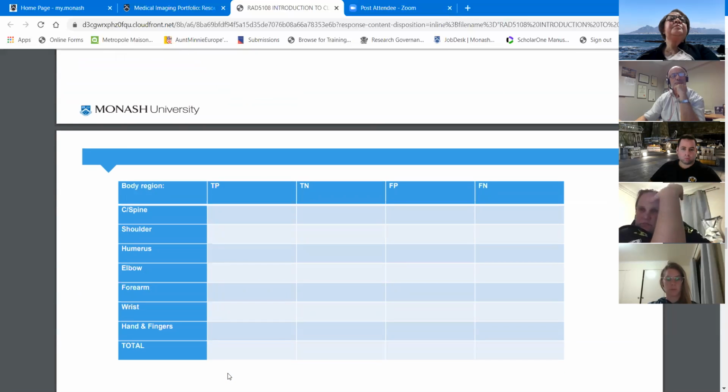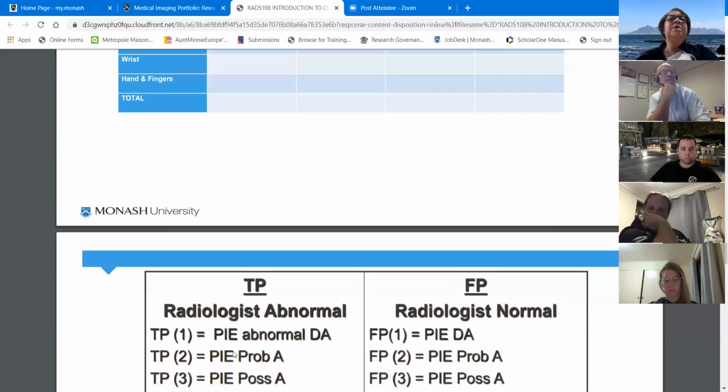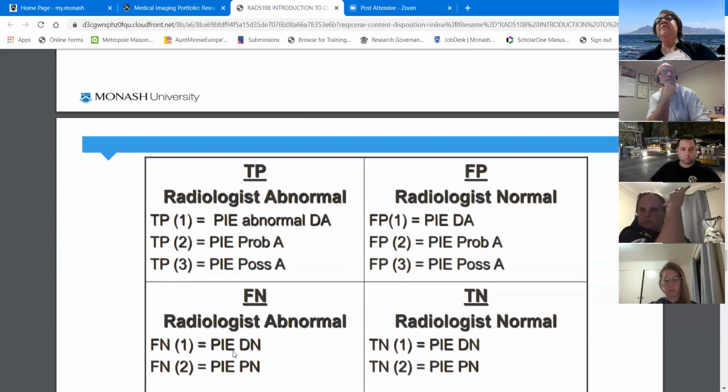So once you've got all of your cases, so for example, C-spine, you will then allocate, is it a true positive, or is it true negative, or false positive, or false negative? And in the end, you will add all of those up, and that will give you the number for each of the true positive and so forth. And then you put it into a 2x2 table, and we went over the 2x2 table with 4502. So you can go back to that statistics.